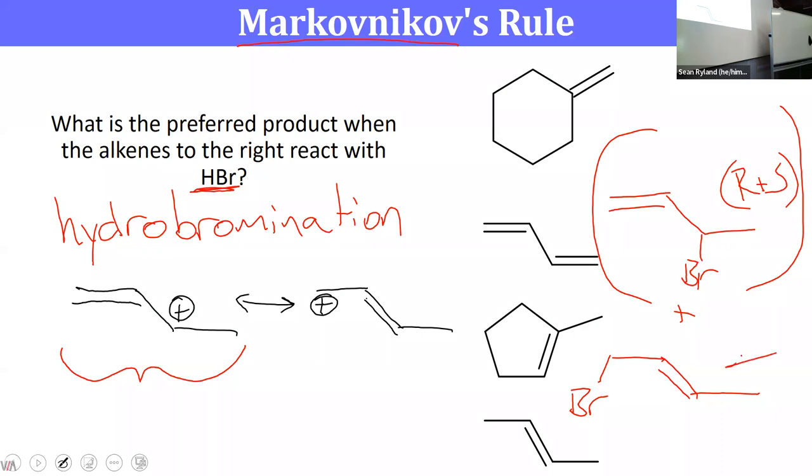The other thing to remember is that the rule of alkene stability, Zaitsev's rule, says that a more substituted alkene is more stable. And the more substituted alkene comes from the minor resonance contributor, which is weird. So it's a little bit tricky to say exactly which one of these is going to be the preferred product.